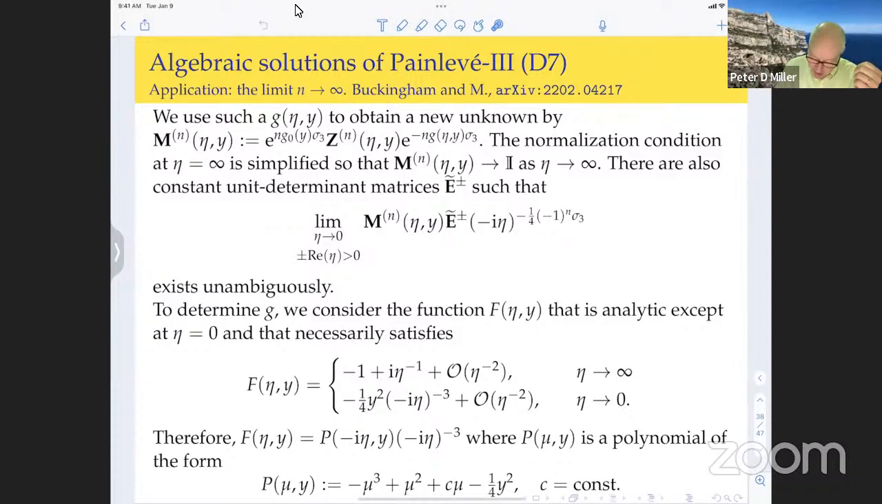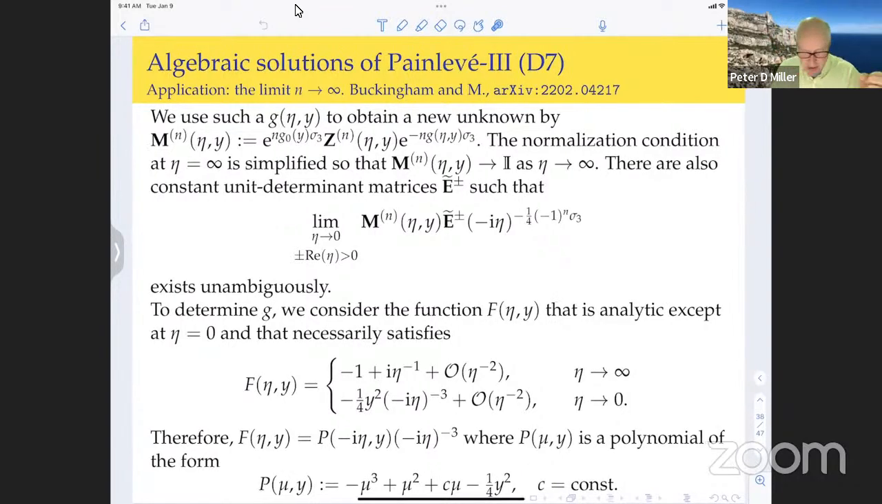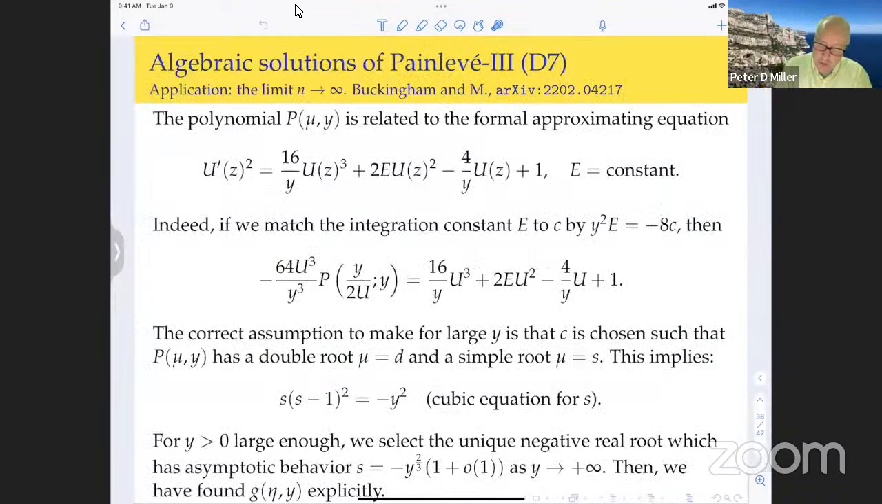So there it stands. It has an arbitrary constant in it that we cannot detect from the expansion. So that's really the spectral curve for the problem, and it's really related to the formal approximating equation. If we match the constant e to this parameter c in this way, then up to some scaling, the polynomial evaluated at y over 2u is exactly this thing that showed up in our proto-Weierstrass equation.